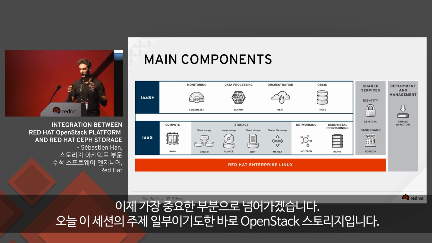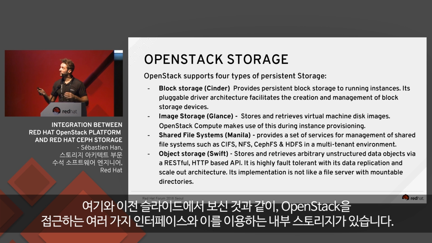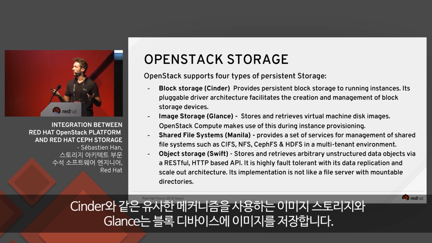Moving on to a really important piece, and this is also part of the main subject of this talk, the OpenStack storage. So as you can see here, and perhaps from the previous slide, we have several interfaces to access and consume storage within OpenStack. The first one being block storage, traditional block storage with Cinder, which brings persistent storage to virtual machines. Image storage, Glance, uses a similar mechanism as Cinder. It's just that images are stored as block devices.